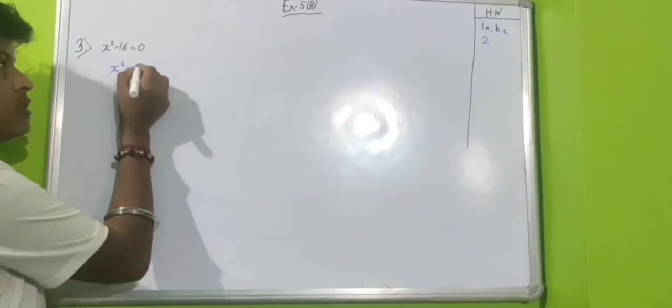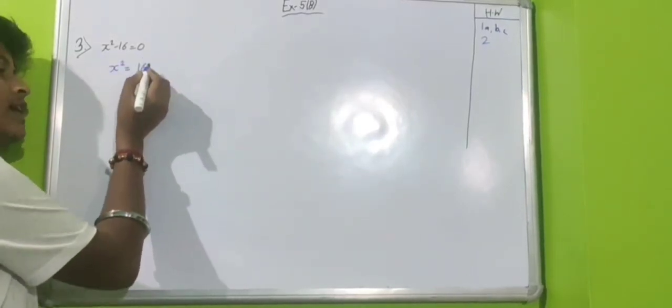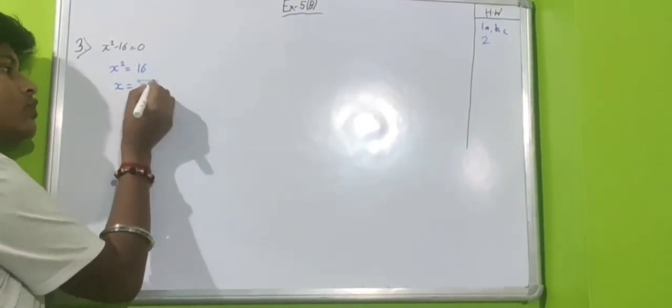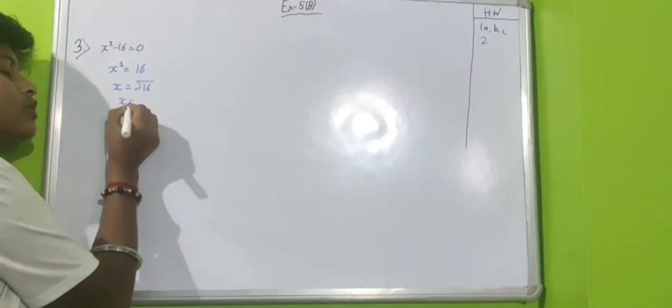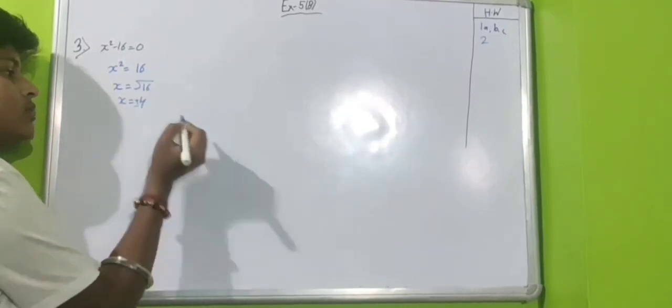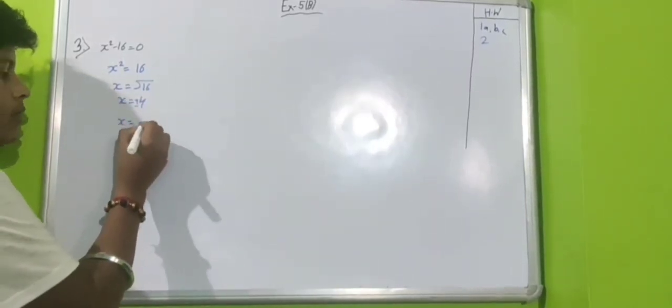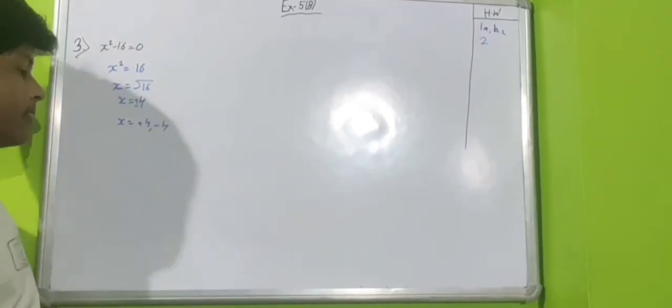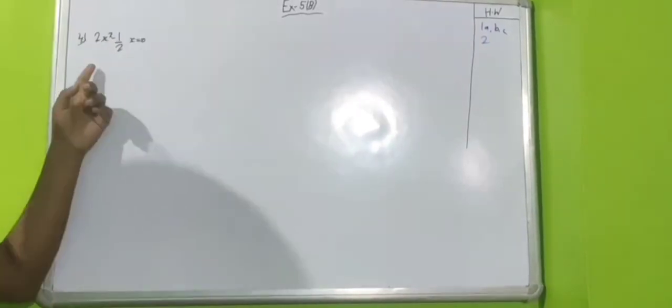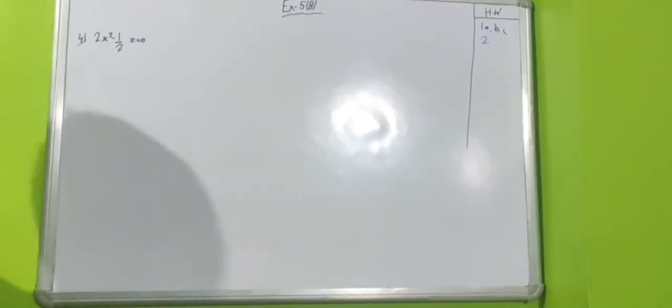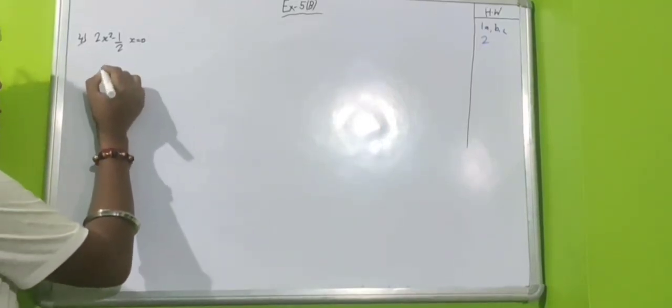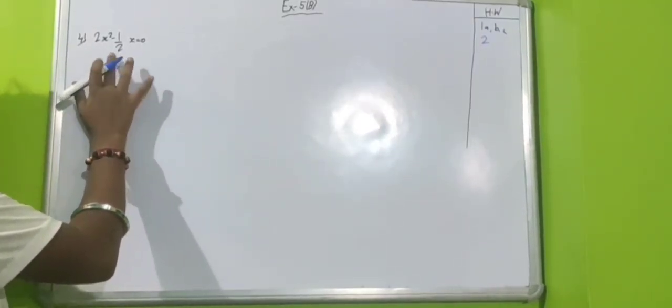X square is equal to 16, sending minus 16 to this side. X is equal to root 16. X is equal to plus minus, both: plus 4 or minus 4. Now we'll solve number 4. Take 2 as the LCM of both.